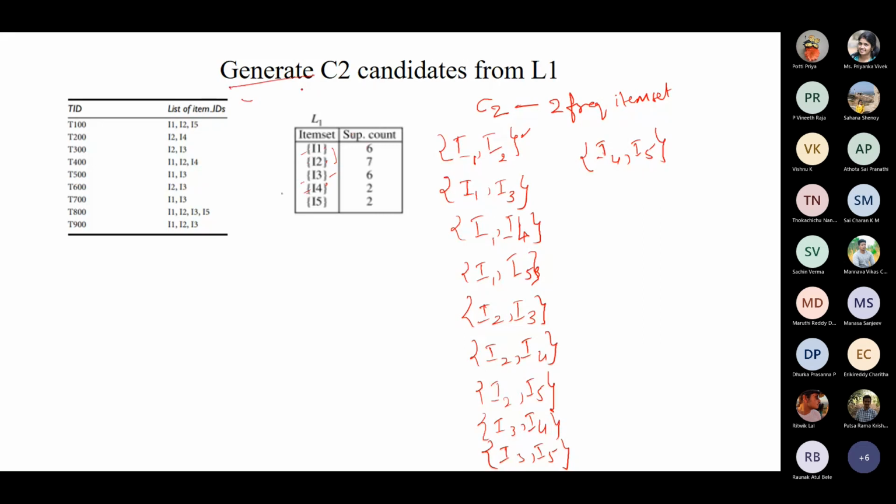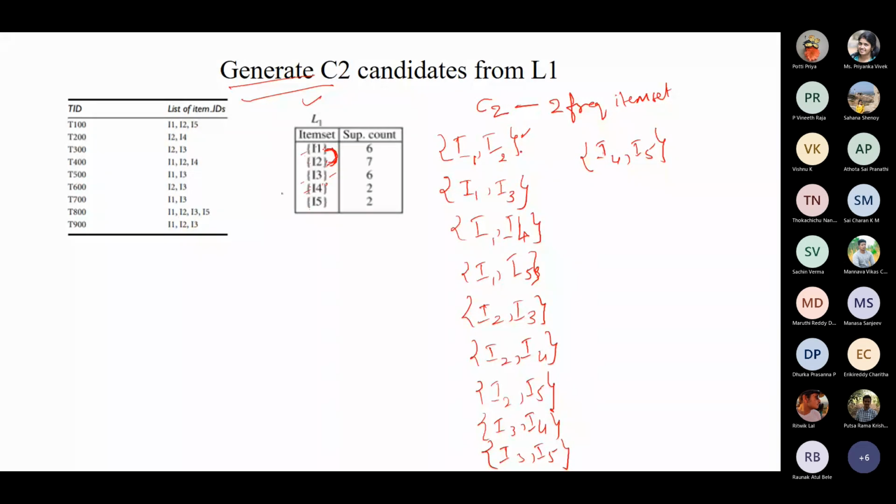We generate C2 by looking at the L1 table. What is C2? Two frequent item sets. What are we doing in C2? We are taking two item sets and joining them. Remember, this is the join step. The first step is the join step. So we are joining two items: I1, I2, I1, I3, I1, I4, I1, I5; I2, I3, I2, I4, I2, I5; similarly I3, I4, I3, I5, I4, I5.